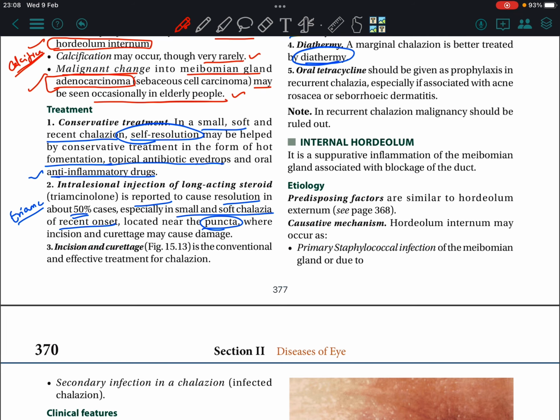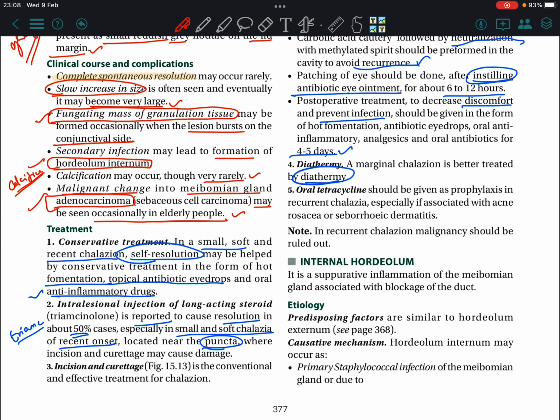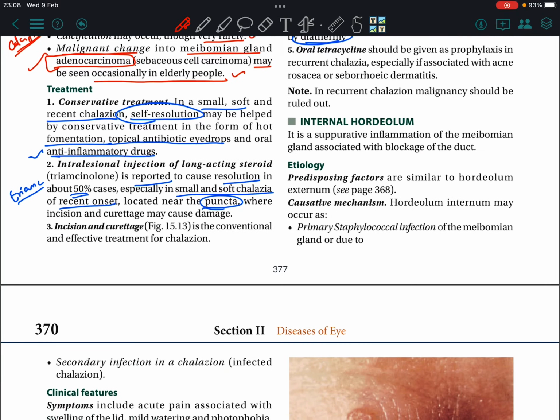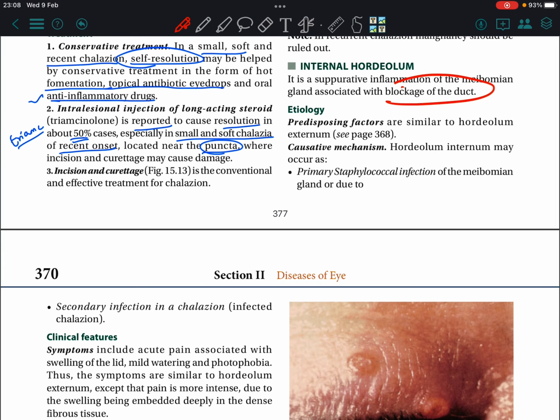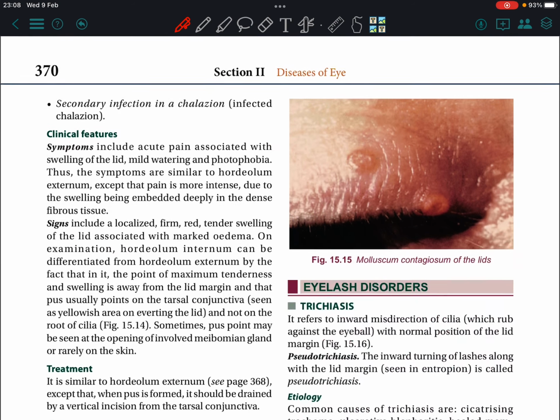Treatment: conservative treatment, self-resolution, intralesional injection, incision and curettage, etc. Diathermy can be done. Internal hordeolum is a separate inflammation of the meibomian gland associated with blockage of the duct. Predisposing factors are similar to hordeolum externum. Causative mechanism: primary staphylococcal infection of the meibomian gland or secondary infection.